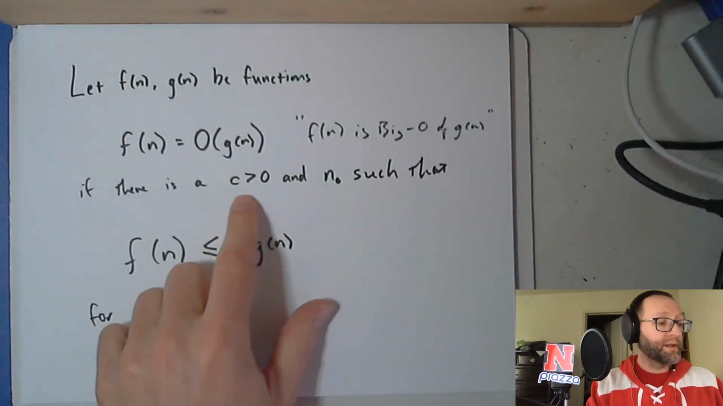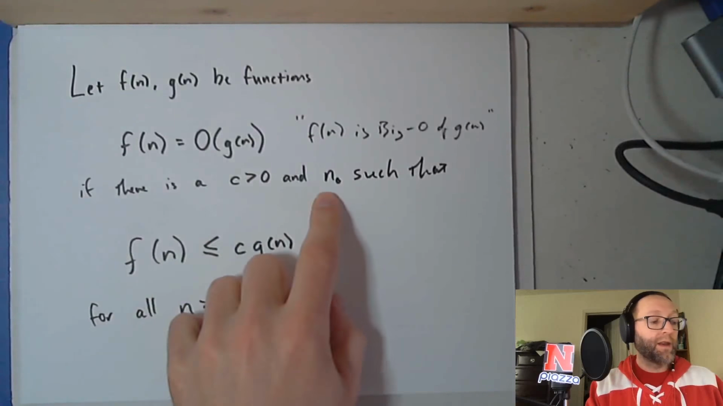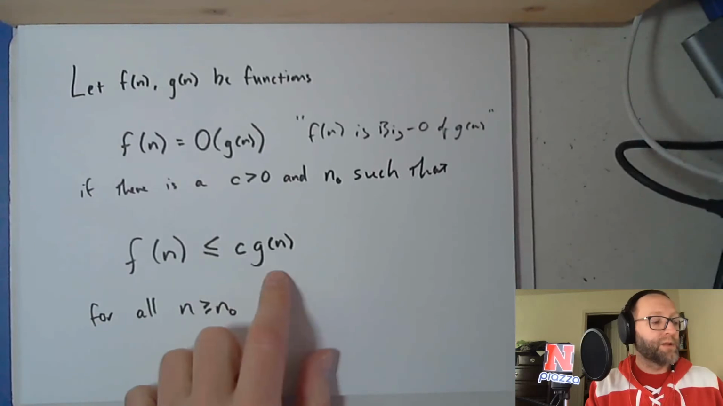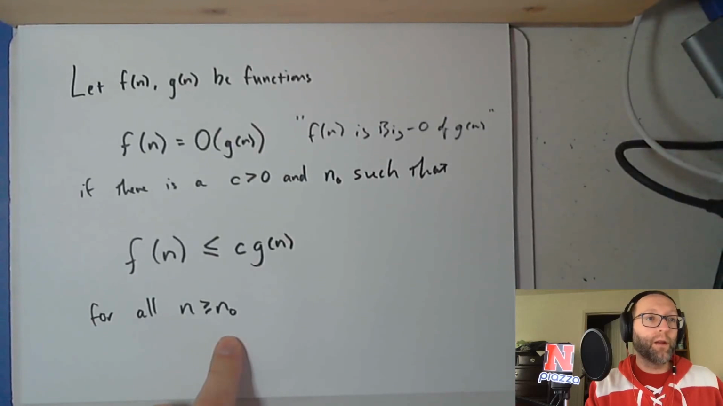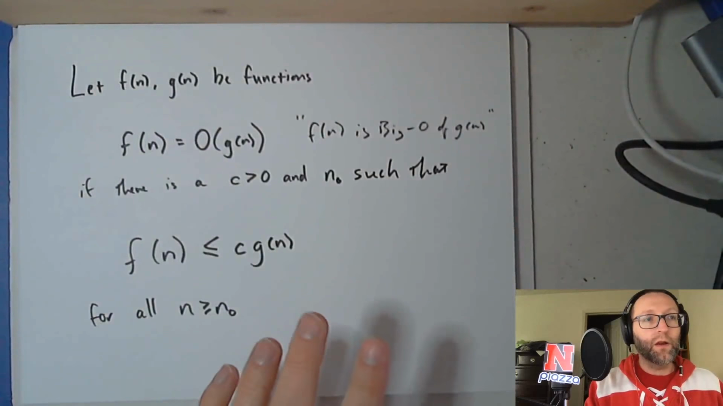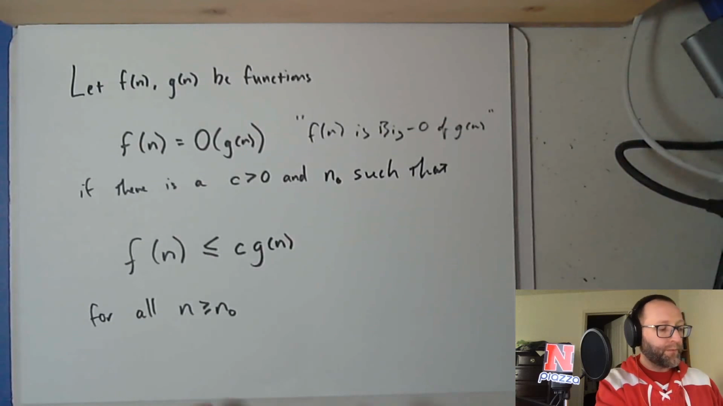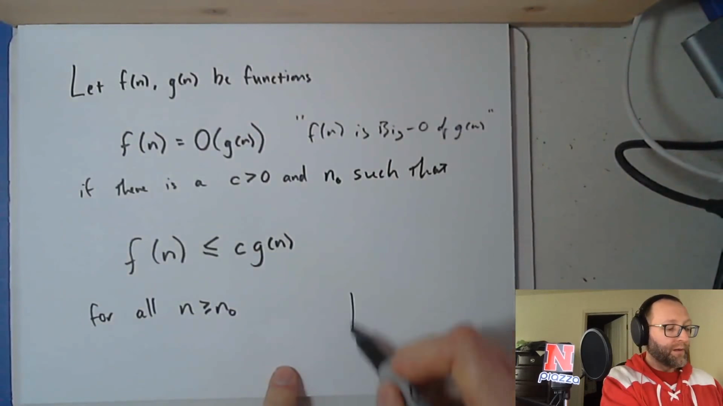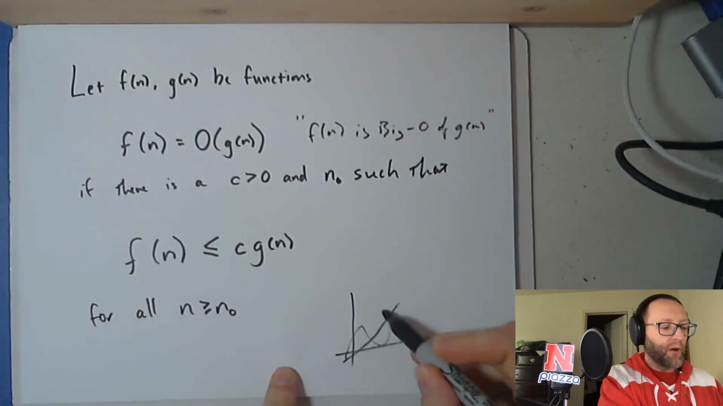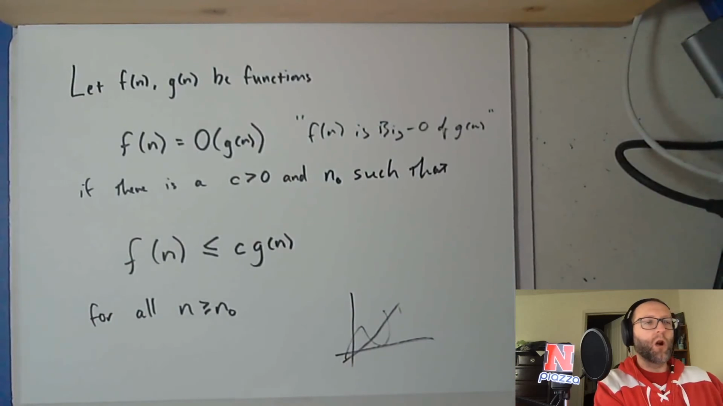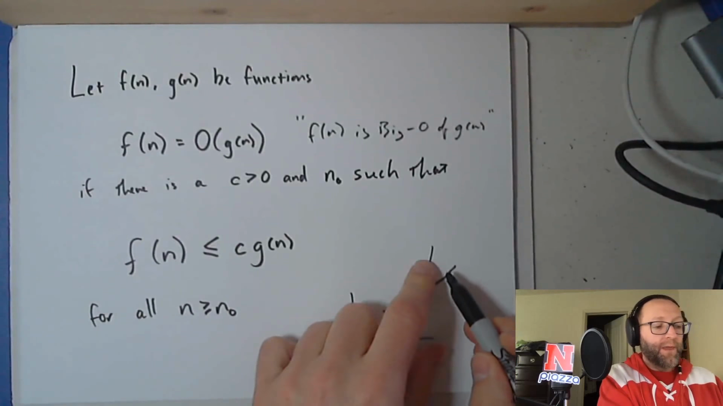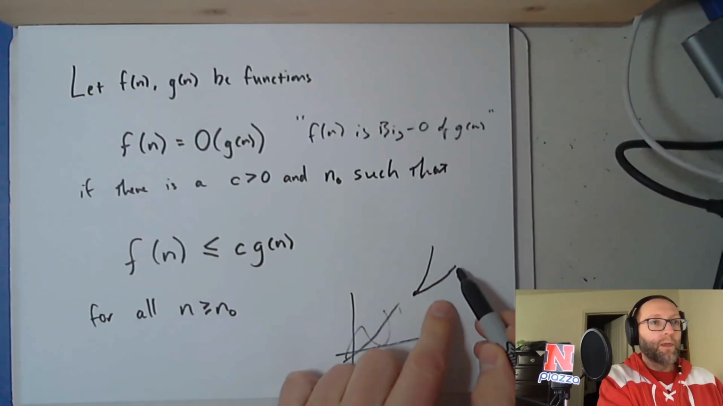If there is a positive constant c and an n naught such that f of n is less than or equal to c times g of n for all n greater than or equal to n naught. Now this is a lot to parse out initially, but here's the intuition. If you look at the graph again, after a certain point these functions might intersect. They might cross over each other several times. But at a certain point, this function will always be larger than this function.